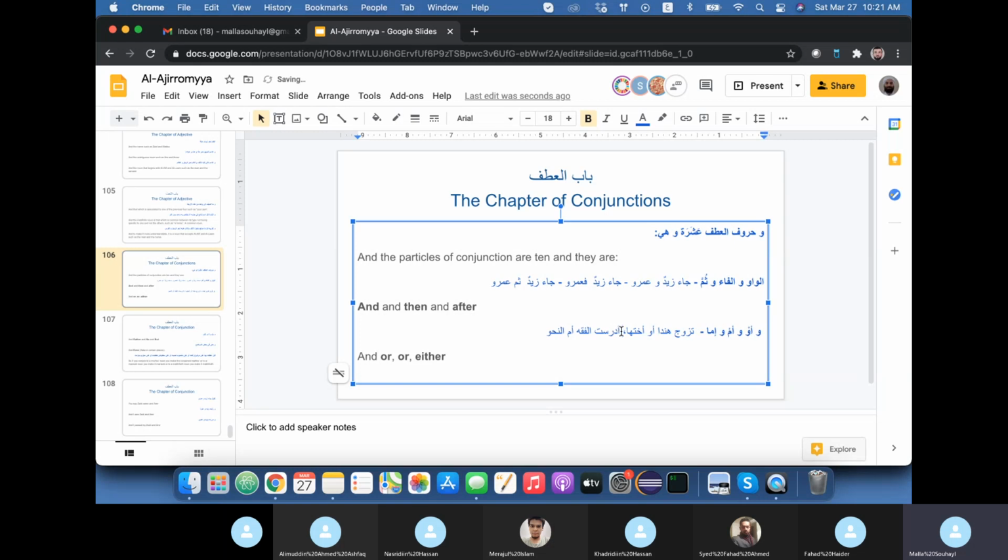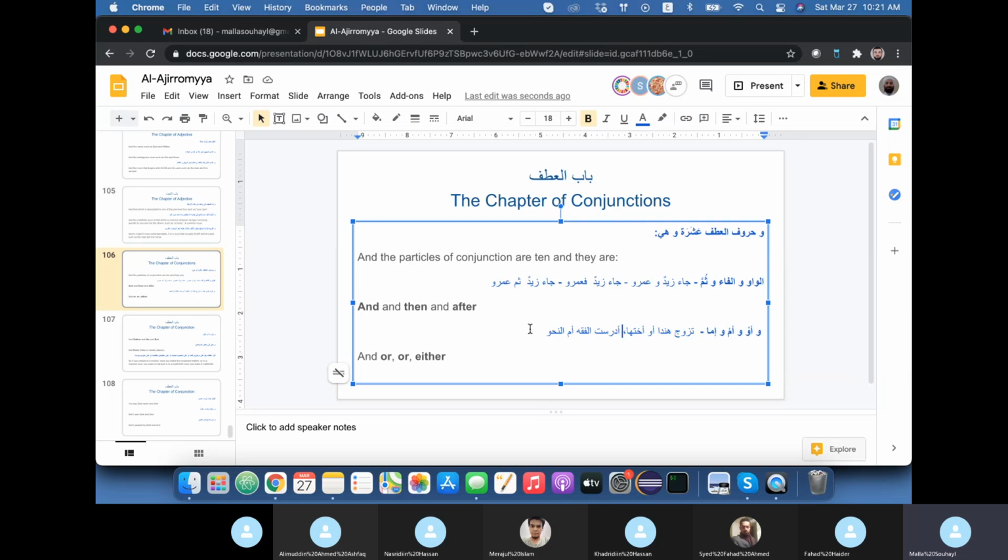So with the first one, تزوج هند أو أختها, marry Hind or her sister. This indicates that you're telling him either do this or that, right? And with the second one, أدرست الفقه أم النحو, you're actually asking the person to answer you whether they have studied fiqh or nahu, right?